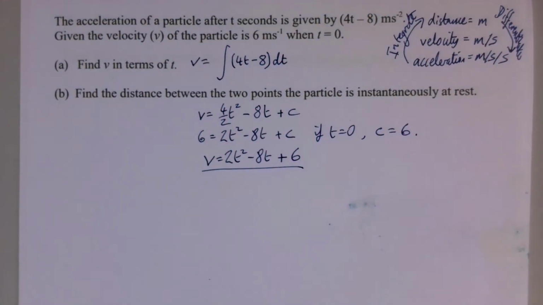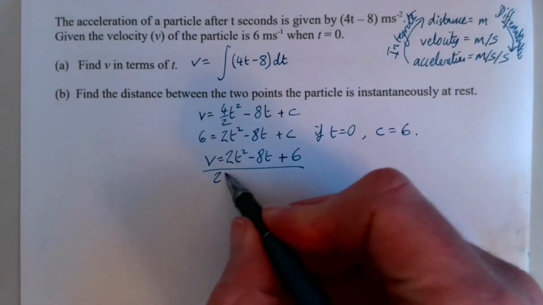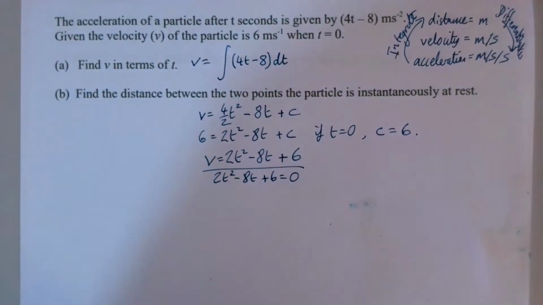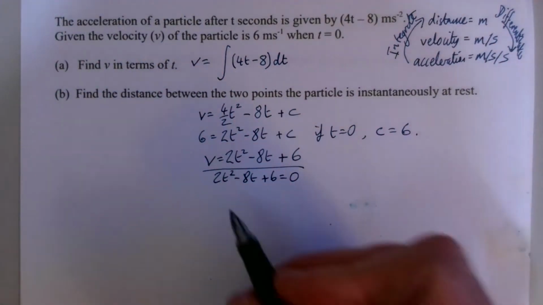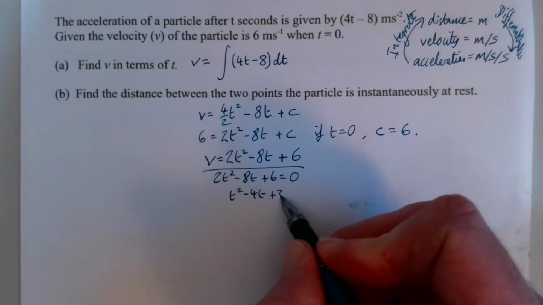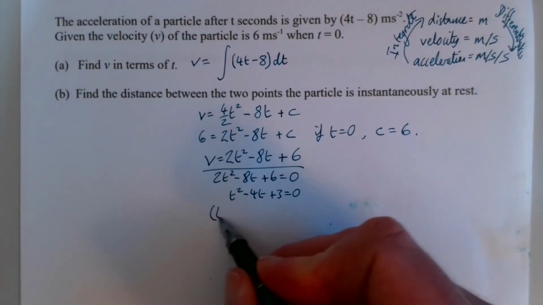The second part of this question, have a think about this. Find the distance between the points when the particle is instantaneously at rest. So we need to know the 2 points when it's not moving. Therefore it has no velocity, so the velocity equals 0. So 2t squared take 8t plus 6 is equal to 0. Just need to solve that.